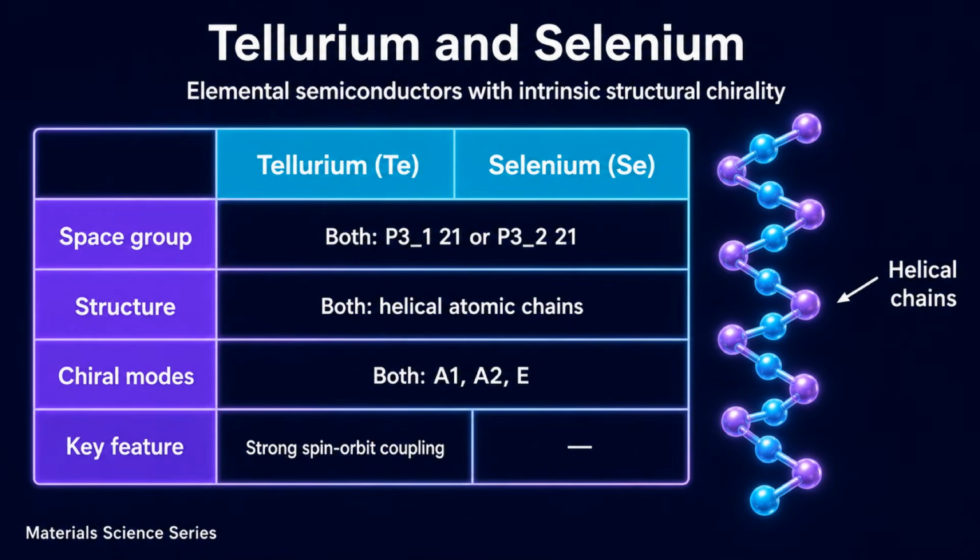Tellurium and selenium are elemental semiconductors with intrinsic structural chirality. Both crystallize in space groups P3121 or P3221, consisting of helical atomic chains. Tellurium has strong spin-orbit coupling, leading to interesting spintronic properties. Both materials exhibit chiral phonon modes of A1, A2, and E symmetry.